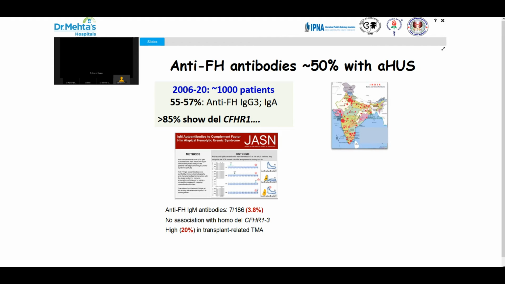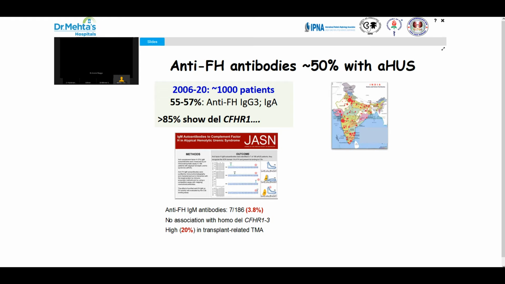And interestingly, about 55 to 57% of patients have consistently shown Antifactor H autoantibodies. And if you compare this to data from the rest of the world, it was something like 25% or 15%. So clearly, we have a higher proportion of patients who have Antifactor H autoantibodies. Most of these autoantibodies are IgG3, in fact, once we isotyped them, they were all IgG3. We have not shown IgA, but other people have shown that at times, IgA antibodies may also be there.